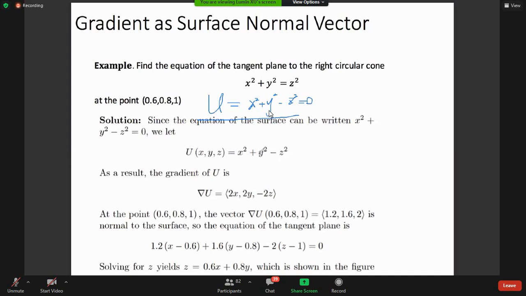So again, we will calculate the gradient. So the gradient is like that. And again, it's not a zero vector. So the gradient should be the normal vector. In this point, the particular vector should be like that. In fact, there is a minus here. Then we can also decide the tangent plane, right?